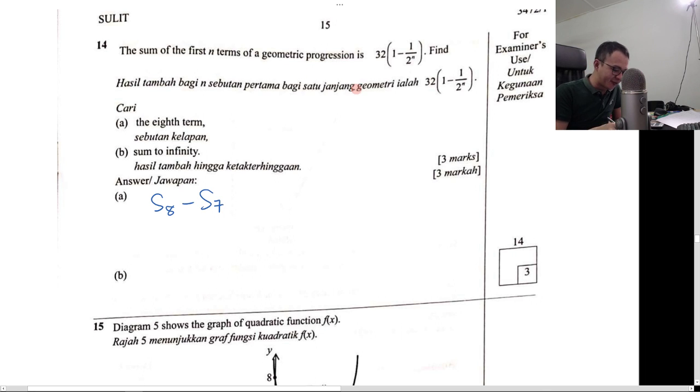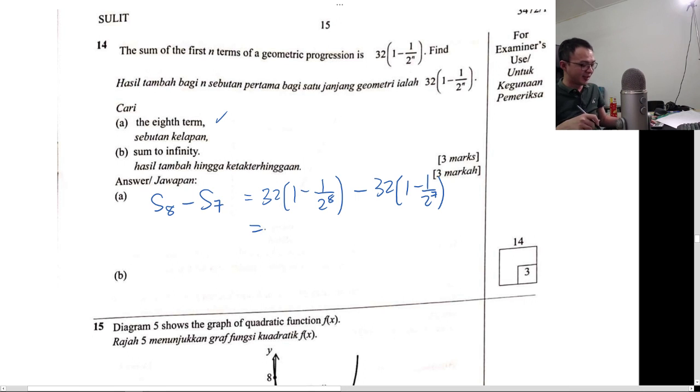Okay, so the sum of the first n terms of the GP is this one. In order to find the 8th term, I will do S8 minus S7. So just plug in here: 32 times (1 minus 1 over 2 power of 8) minus 32 times (1 minus 1 over 2 power of 7). Then you should be able to get the 8th term, because you want to get T8. So this is how we do it. And then we will use the calculator here.